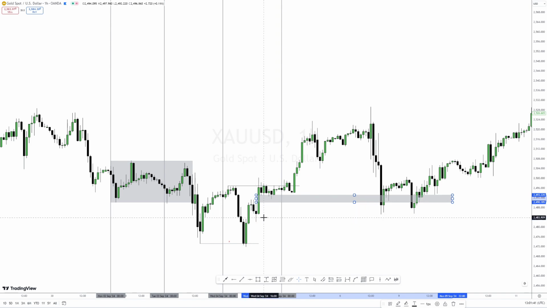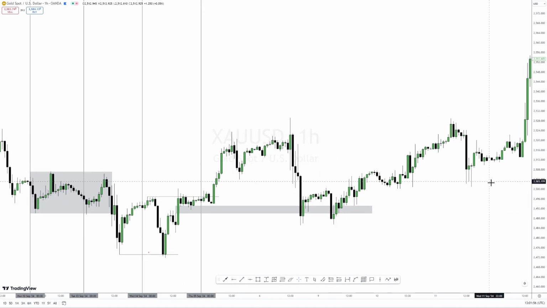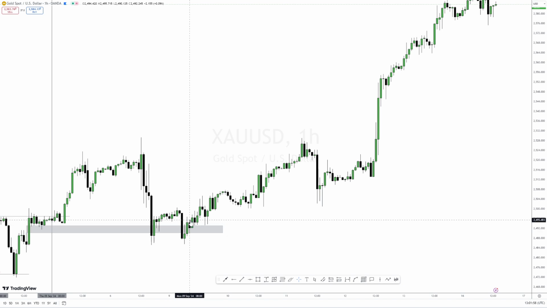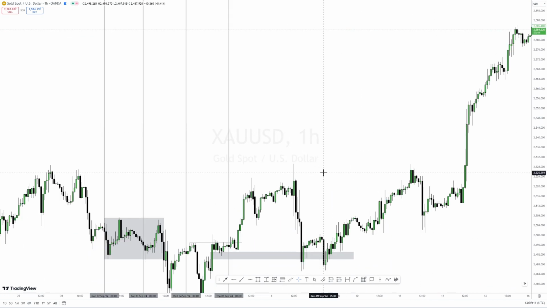There are some terms in ICT that I still don't know how to use yet, but I do know how to follow some things according to my own understanding. So when price taps this down closing candle, I am looking for it to start going all the way up. And as we can see, for every down closing candle, we start getting a sharp movement up. Down closing candle, sharp movement all the way up. Down closing candle, sharp movement, and order flow continued.